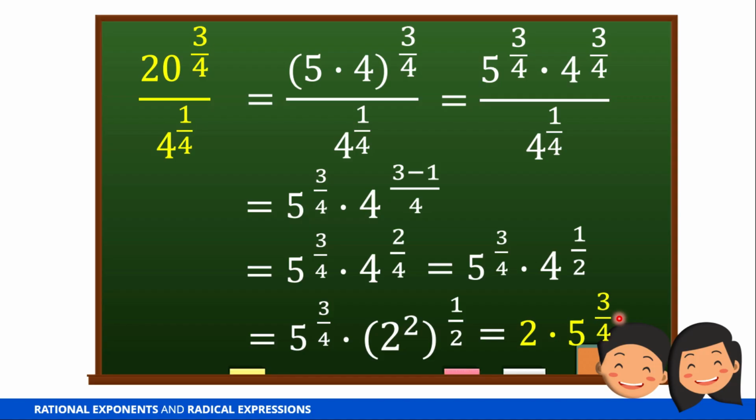So, kung gagawin natin itong radical form, maaaring ang maging sagot natin ay 2 times the 4th root of 5 cubed. Or 2 times the 4th root of 125.